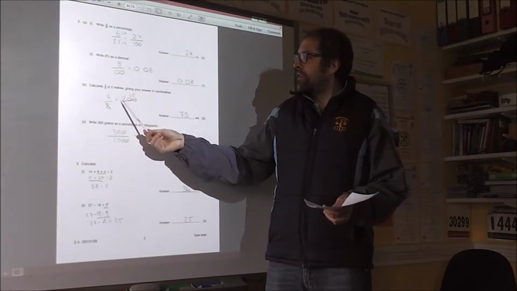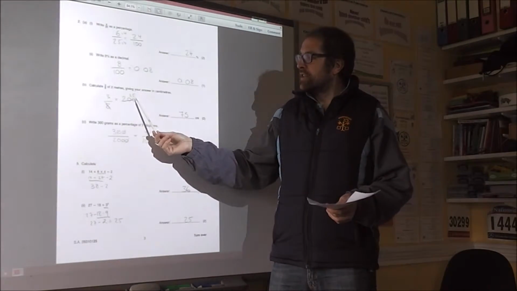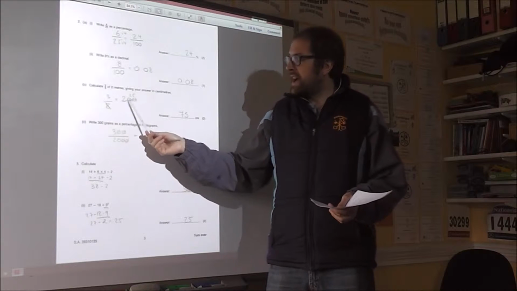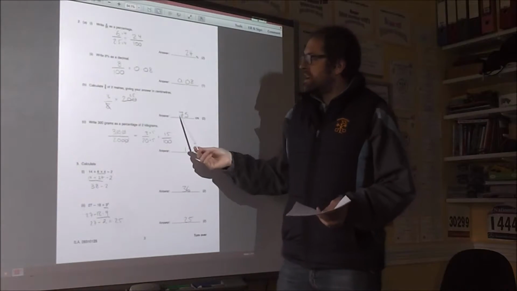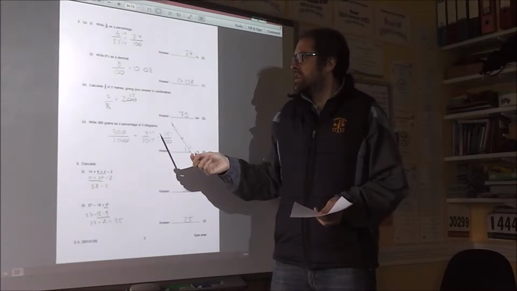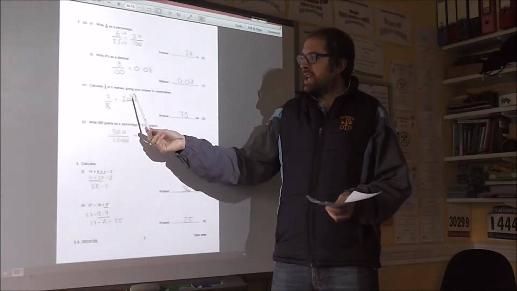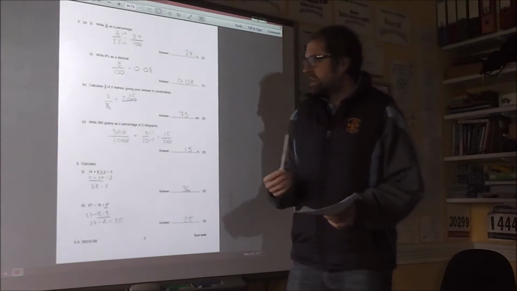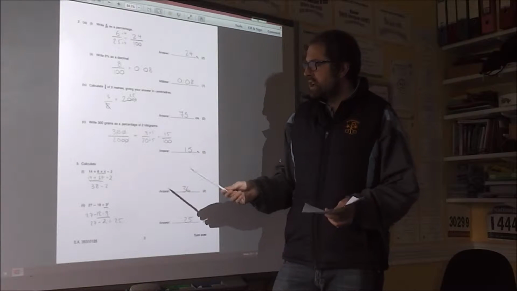3/8 times 200, cross cancel with that, and it makes it 25, so it's 75 centimetres. The other way is to divide it by 8 and times by 3, mentally, but check you've got it right.